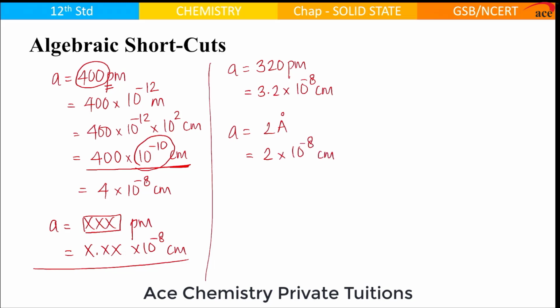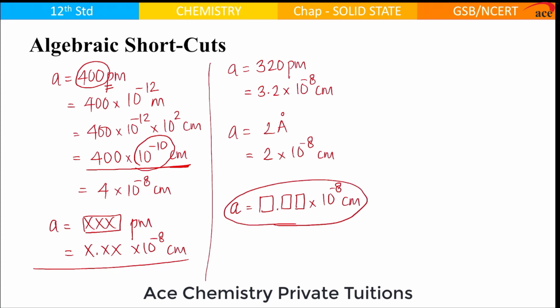That means more often in the chapter of solid state, edge length will be 1 digit with some decimal places multiplied by 10 to the power minus 8 centimeter. So, whether it is an angstrom or whether it is a picometer, you can conveniently write down.